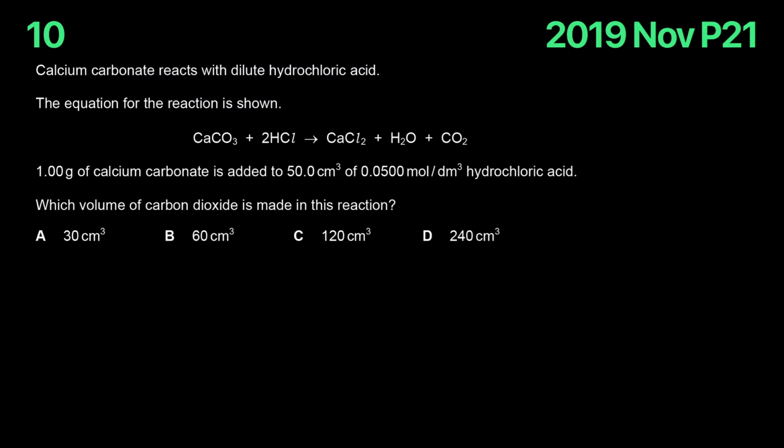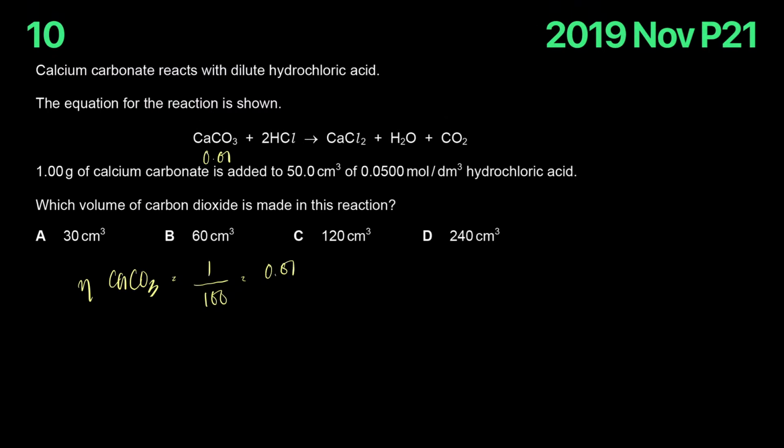Question 10. Calcium carbonate reacts. 1 gram of calcium carbonate is added to 50 centimeter cube of 0.5 mole per decimeter cube of hydrochloric acid. What is the volume of carbon dioxide made? Okay, I think this is a limiting agent question. We have to find the moles over here and the moles over here and figure out what's the limiting factor, if there is one. So moles of calcium carbonate are 1 gram over the MR for calcium carbonate is 100. So that's just 0.01.